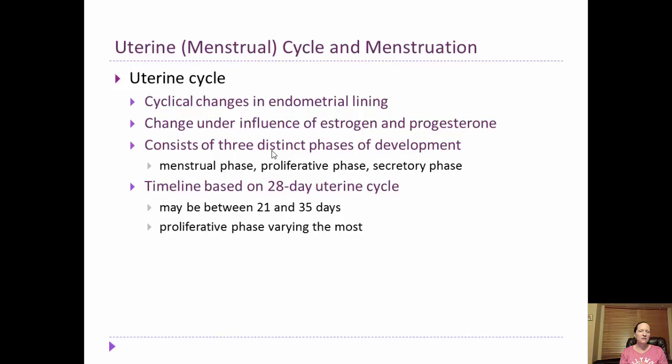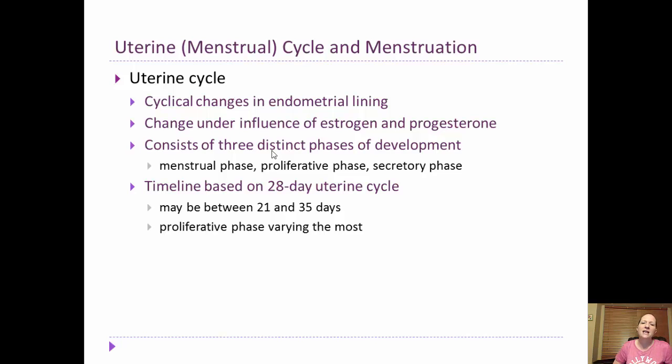There are going to be 3 different phases: menstrual, proliferative, and secretory. And it is going to be highly regulated by what's happening in the ovaries. Again, we talked about it, right? We talked about how the follicles are secreting estrogen, the corpus luteum is secreting progesterone. These are going to target the uterus, and now we will talk about how.